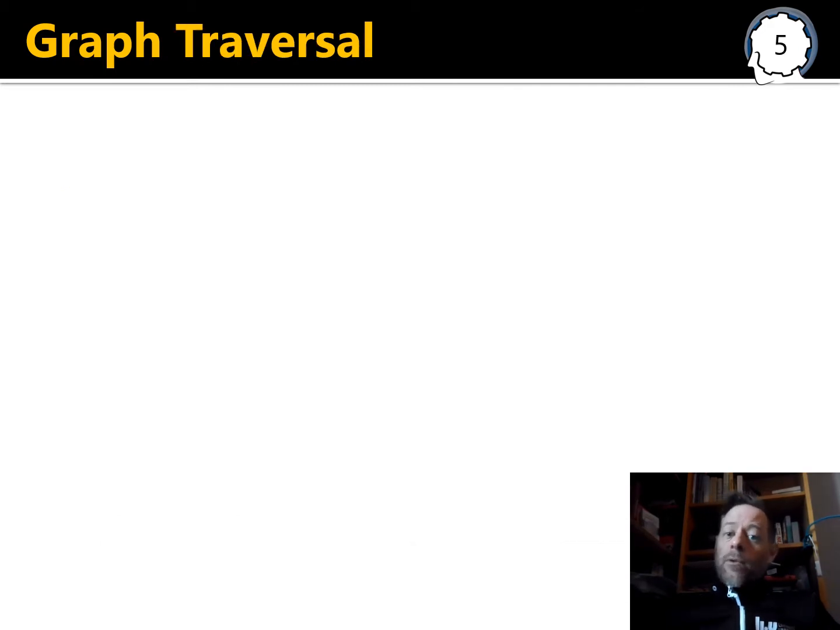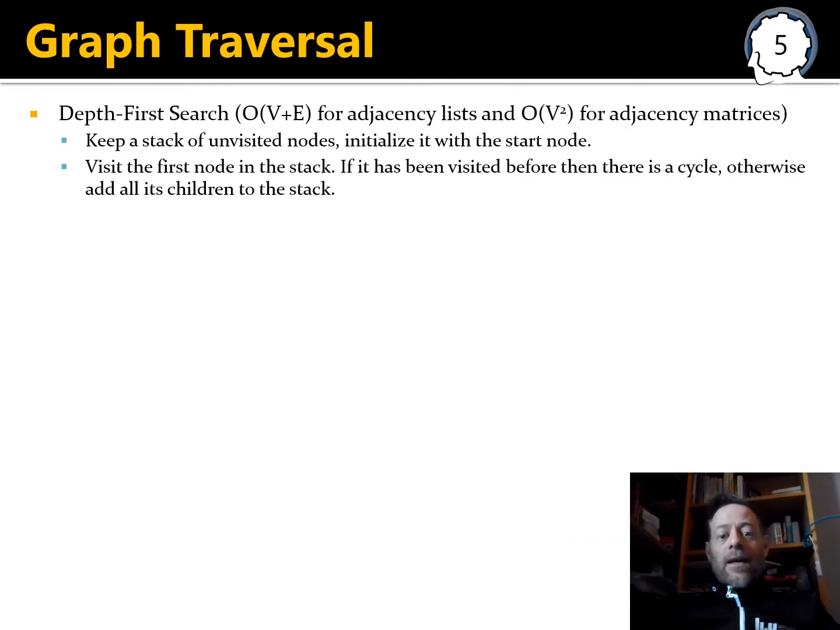So now we come to the problem of having a graph, and now we want to visit all the nodes in a graph in some structured way. The first way we could do this is called depth first search. It's a method which goes through all the nodes, trying to go as deep as possible as soon as possible.